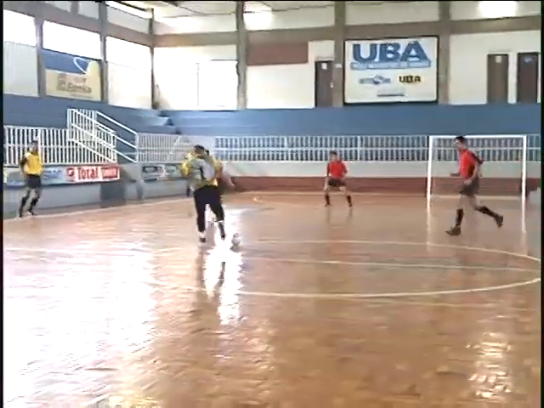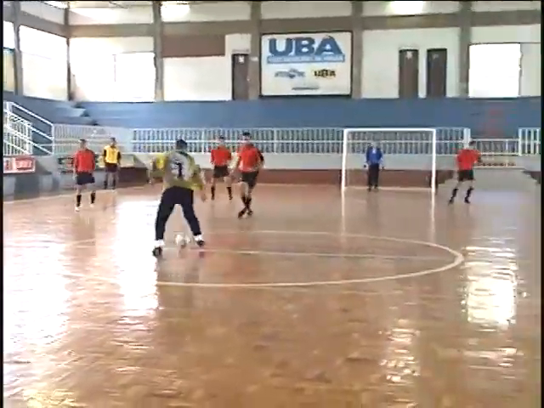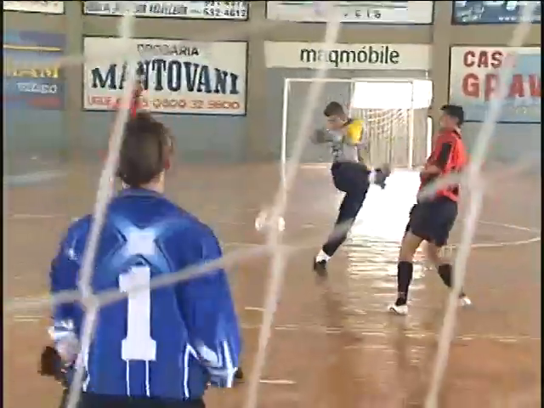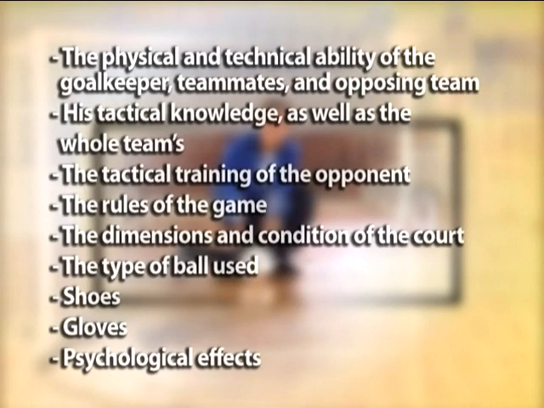Certain aspects should be taken into consideration due to the importance of the goalkeeper with regard to the tactical element. The physical and technical ability of the goalkeeper, teammates, and opposing team. His tactical knowledge, as well as the whole team's. The tactical training of the opponent. The rules of the game. The dimensions and condition of the court. The type of ball used. Shoes, gloves, and psychological effects.